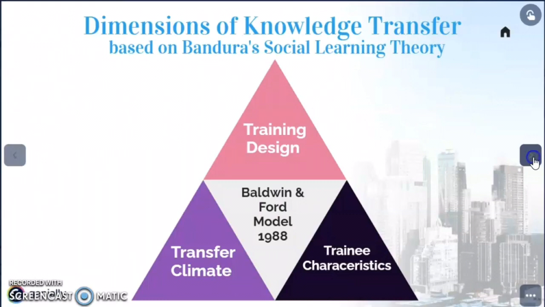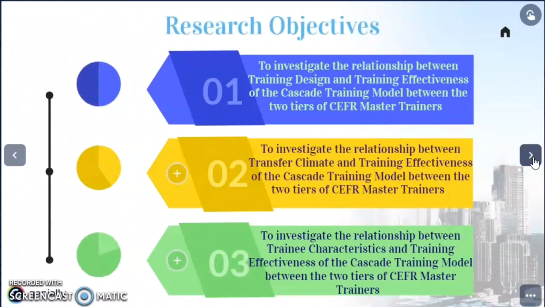Moving on to the research objectives. The research objective of this study is to investigate the relationship between training design and training effectiveness of the cascade training model between the two tiers of the CEFR master trainers.